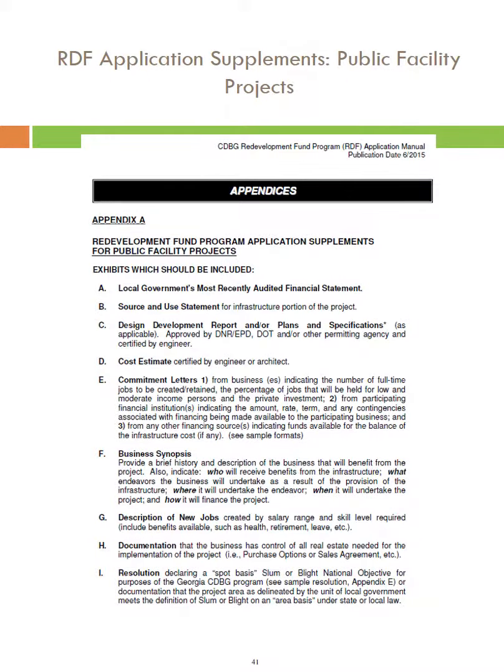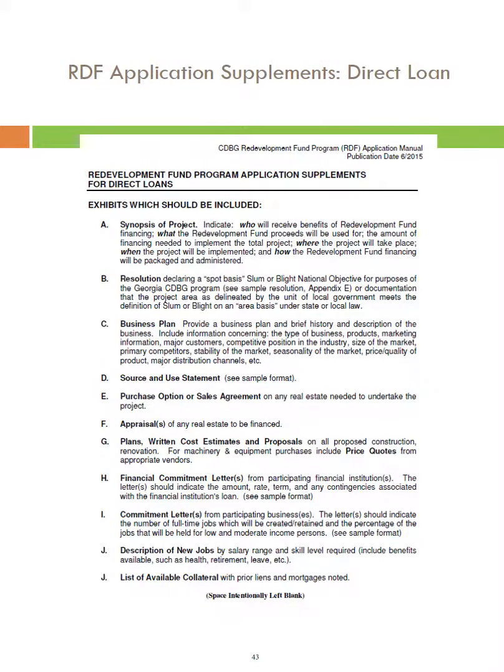And this is the RDF application supplemental page. These next 2 slides show the supplements requested for an RDF application related to a direct loan. There are 18 items requested. The first page requests exhibits such as business plan, a resolution, a source and use statement, a commitment letter from the company, items along those lines.